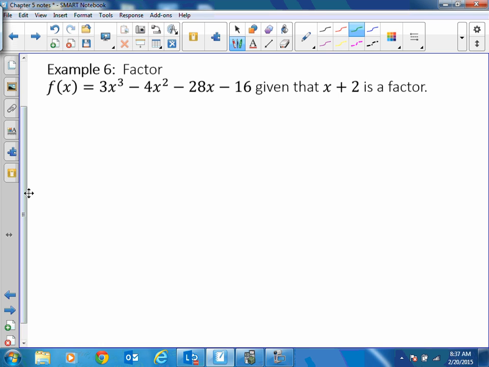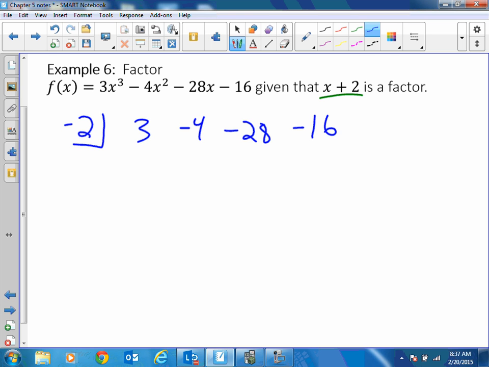Okay, so when it says factor, given that x plus 2 is a factor, basically it wants us to break down the problem, okay? So we're going to use synthetic division the same way. Given that x plus 2 is a factor, remember we're going to use the opposite. So what makes x plus 2 go to 0 is negative 2. Okay, and then we're going to write our coefficients. We got 3, negative 4, negative 28, and negative 16. Okay. So also when they say x plus 2 is a factor, that means that we should get a remainder of 0. When we get a remainder of 0, that means the factor goes in perfectly, goes in evenly. Just like if we divide 10 by 2, it goes in equally 5 times. There's no remainder. So we're going to do synthetic division.